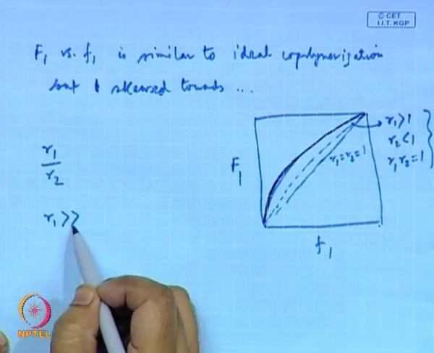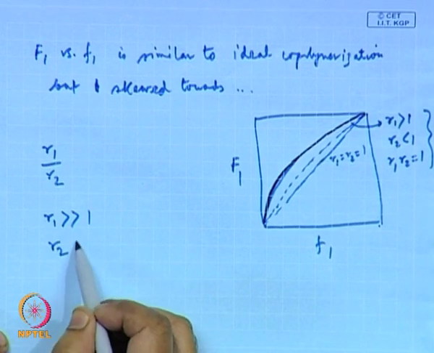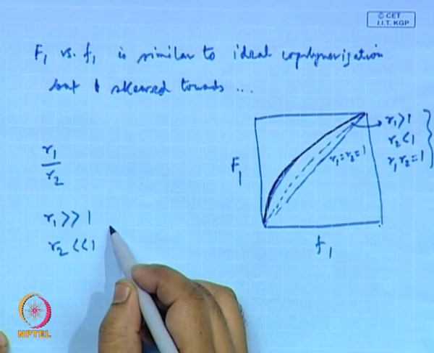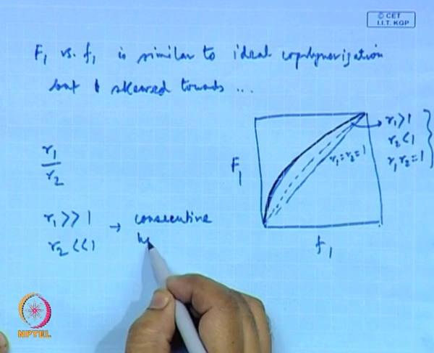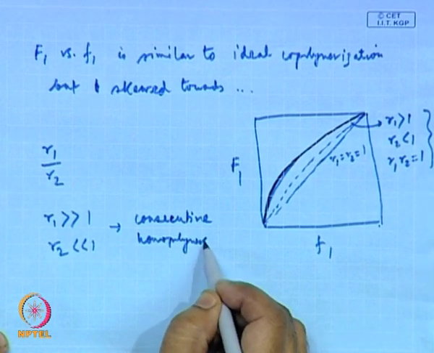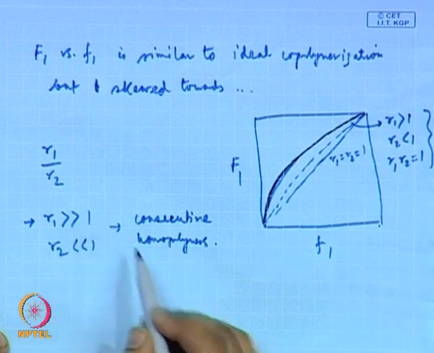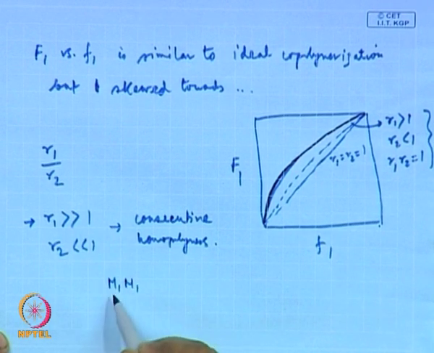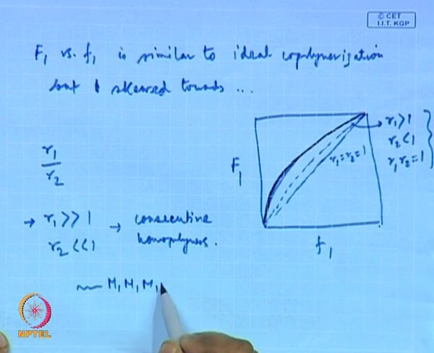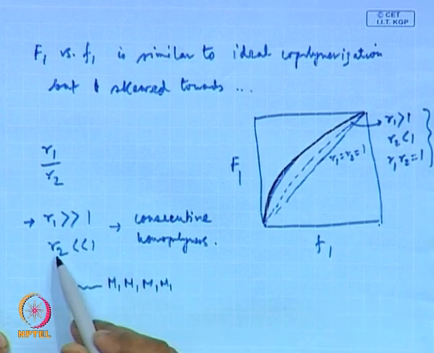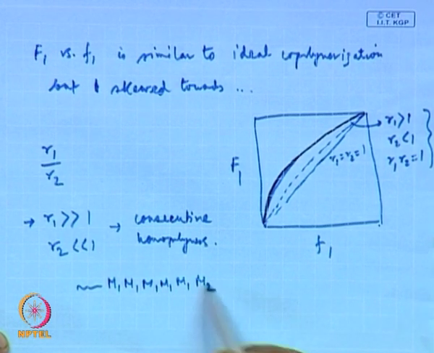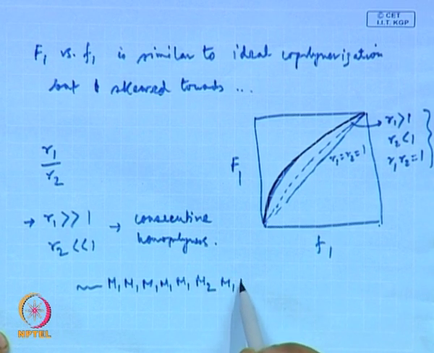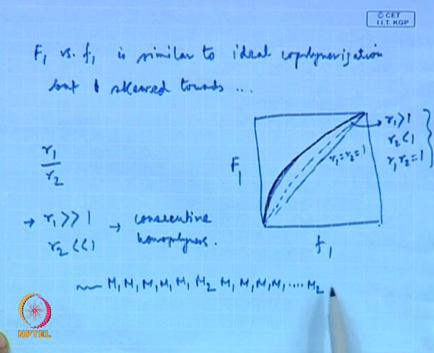In the extreme case, if r1 is very high and r2 is very low, then the tendency would be to make consecutive homopolymers. Because this is very high, and r2 is very small, in some cases you might get M2 getting in and then again maybe one more M2.